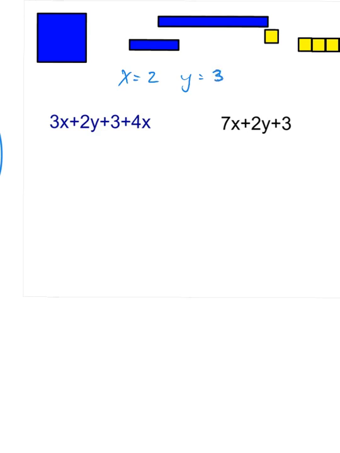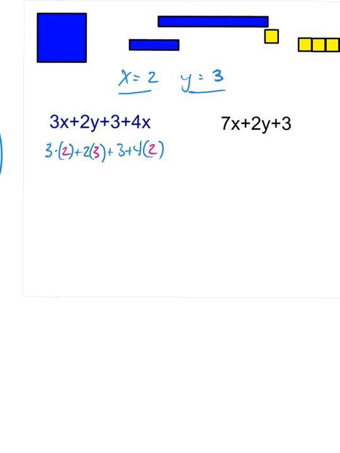And we don't want y and x to equal the same thing when we're evaluating this, or else we might have made a mistake and we won't catch it. So we want these to be two different numbers. And so if you have this, then we're going to put 3 times whatever x is plus 2 times whatever y is plus 3 plus 4 times whatever x is. And we said that x was going to be 2, and we said that y was going to be 3.